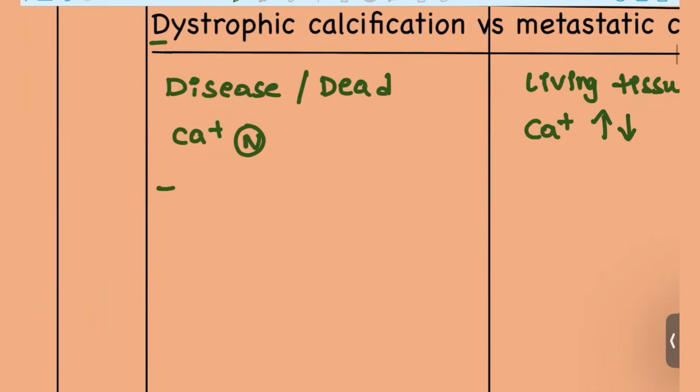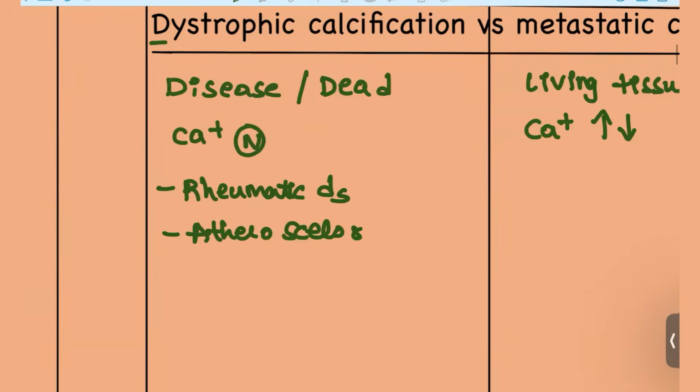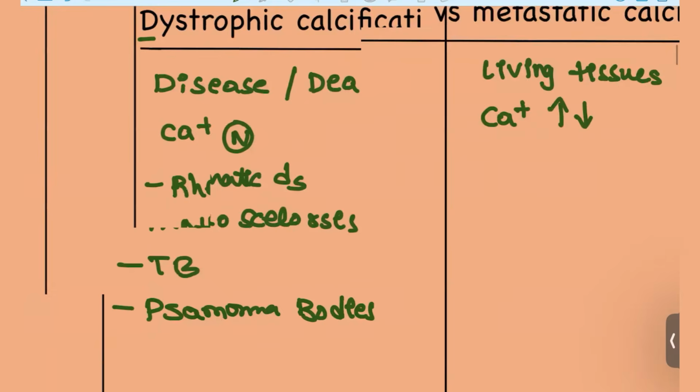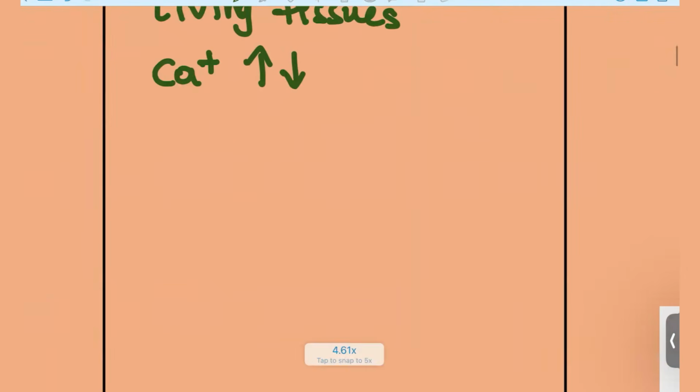Next, what are the examples? Rheumatic disease and also atherosclerosis, TB and psammoma bodies. Psammoma bodies. Next, in the living tissues, what are the examples?